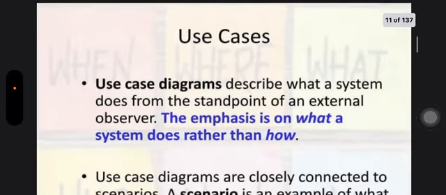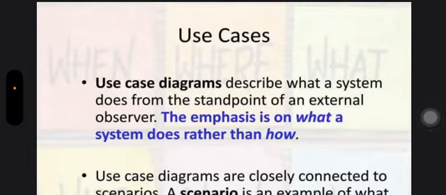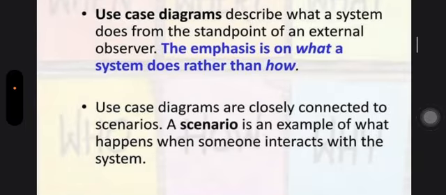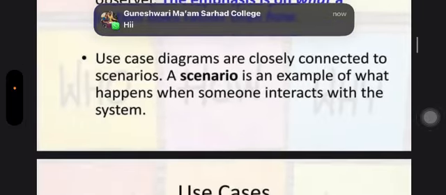So use case diagram describes what a system does from the standpoint of an external observer. The emphasis is on what system does rather than how. So use case diagrams are closely connected to scenario. So scenario is an example of what happens when someone interacts with the system itself.